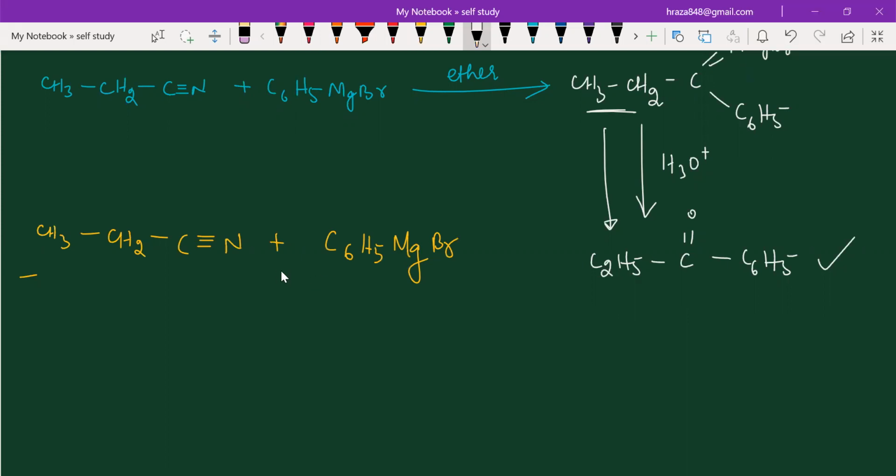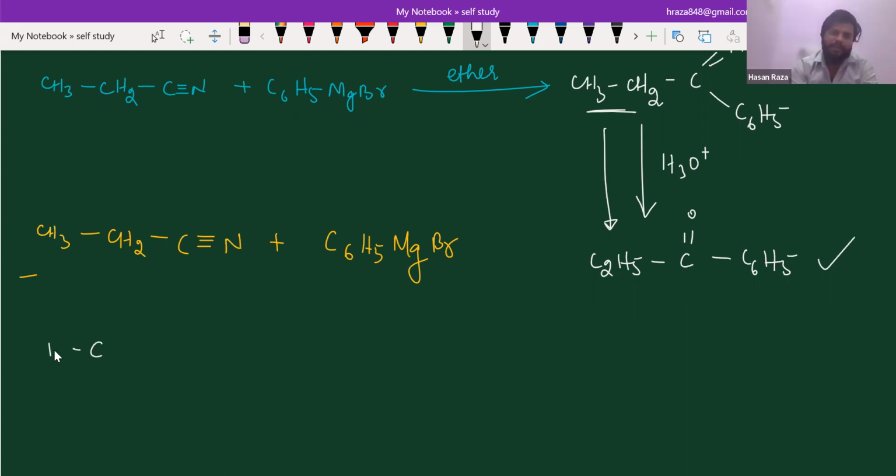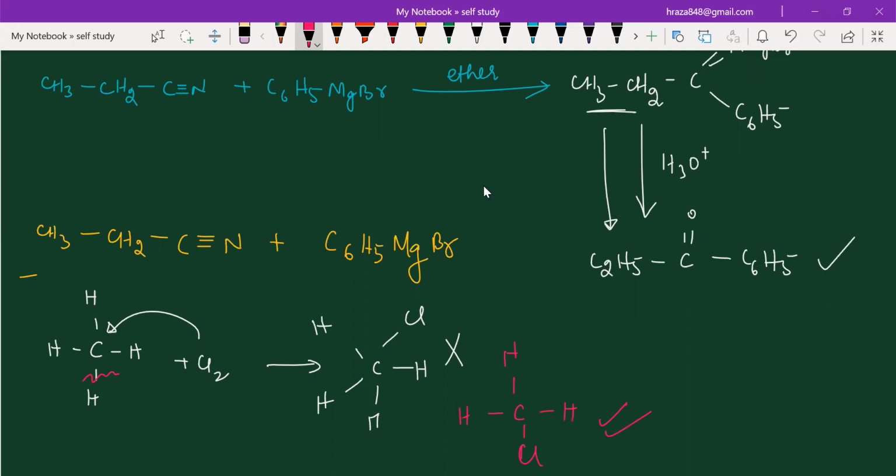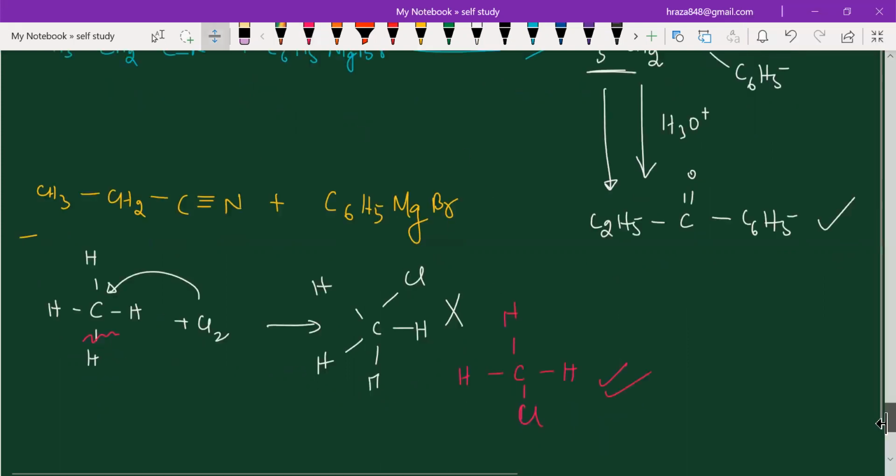Yes, sir. So just do reply, please. I'm going to explain again. This is your CH4, and if you want to add chlorine to it, this will be wrong. Carbon cannot have 5 bonds. So what will happen? One old bond will be broken and then chlorine will be added. This is the correct step. Yes or no? Yes, sir. Now see what I'm going to do.